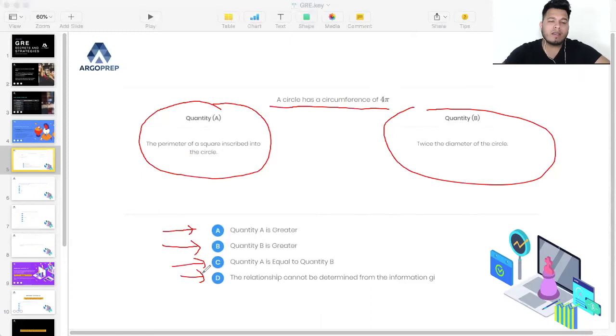Okay, and we'll come back to this question later on, but this is just a typical quantitative comparison question type. You'll see anywhere from 7, 8, 9 quantitative comparison type questions on your exam. It's very important. It's more than 40% of your exam for each of the math sections, right? So you have to be comfortable with this.